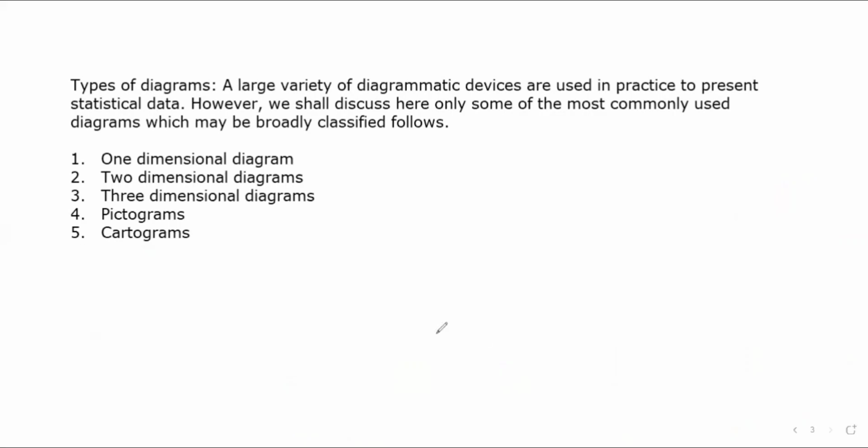Next, we have different types of diagrams. In statistics, we have five types of diagrams: one-dimensional, two-dimensional, three-dimensional, pictogram, and cartogram. One-dimensional diagrams are diagrams that run in only one direction.